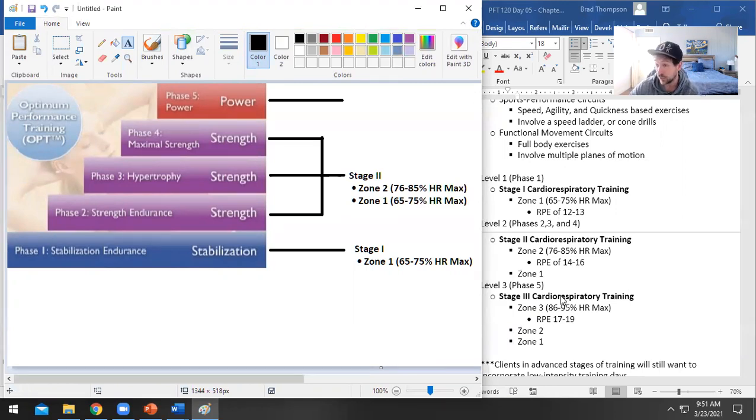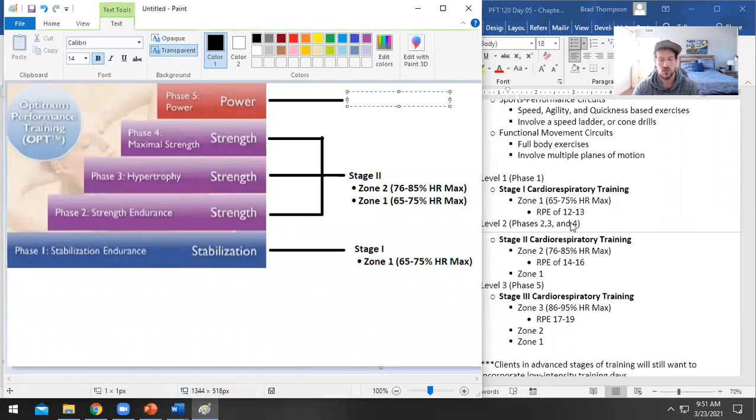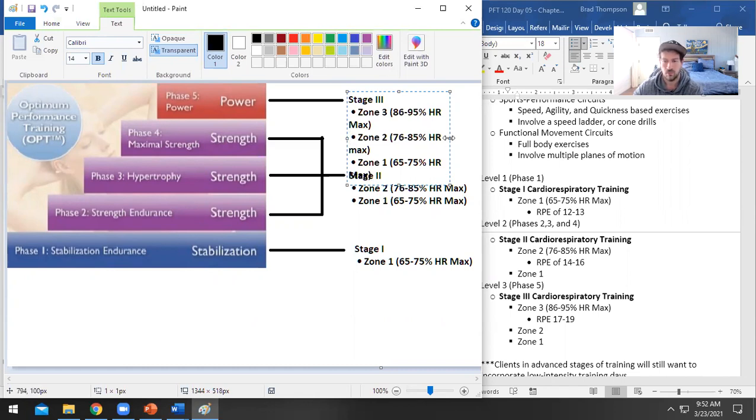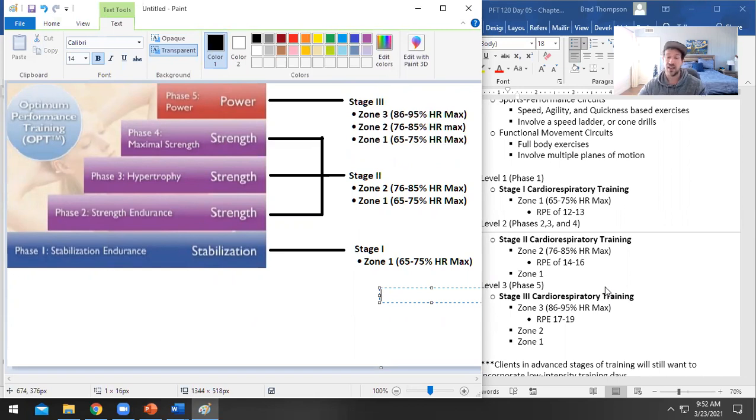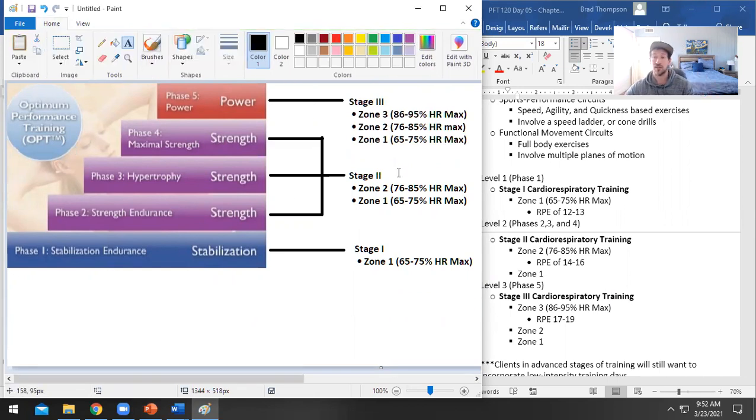And then if we had a client who's in level three, so phase five, we'd give them a stage three routine. Stage three might look something like this. Stage three is going to consist of zone three, which is that 86 to 95% heart rate max, and zone two, which is that 76 to 85% heart rate max. And then it'll consist of zone one, which is that 65 to 75% heart rate max. And there we go. There's our basic setup for what zones are most appropriate for our clients, depending on what level they're in.